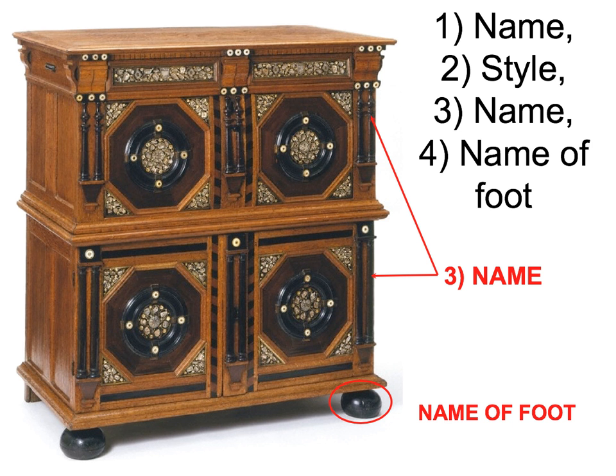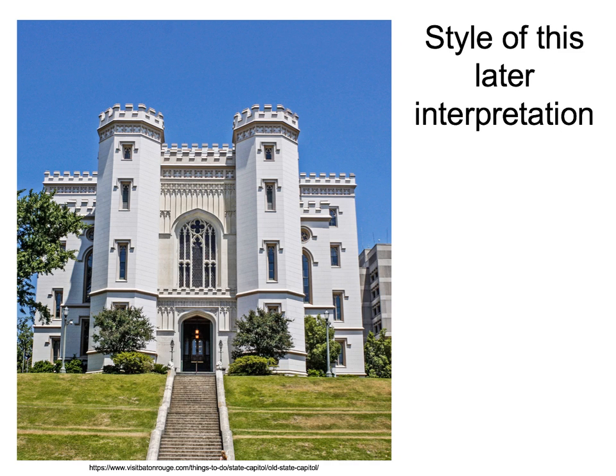This is an example where I ask you multiple things. The name of the piece, its style, the name of those decorative elements on the case, and then the name of the foot. If there's more than 3 elements there, you can put 2 things in one block. It's okay. And I will also ask you the style that this building later interprets, and I'll let you figure that out.